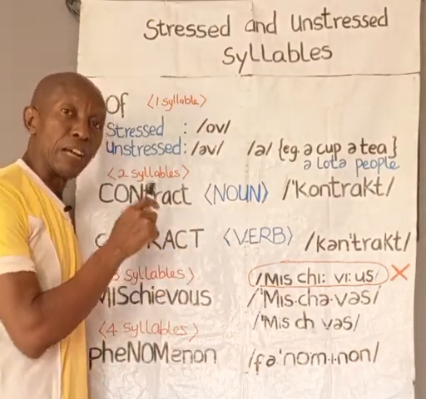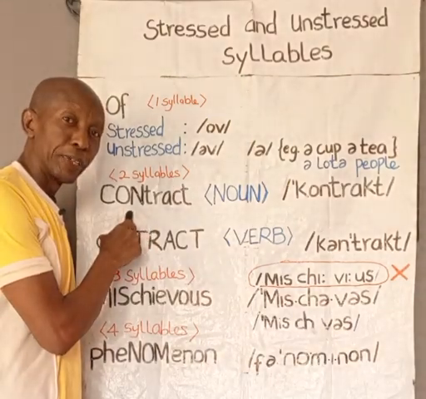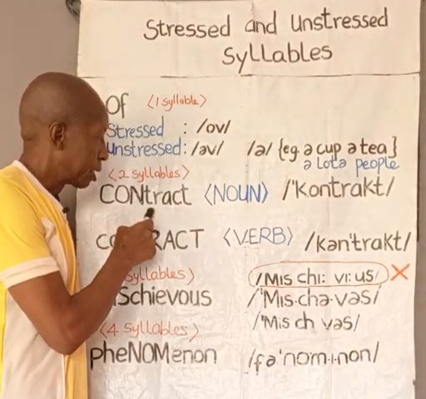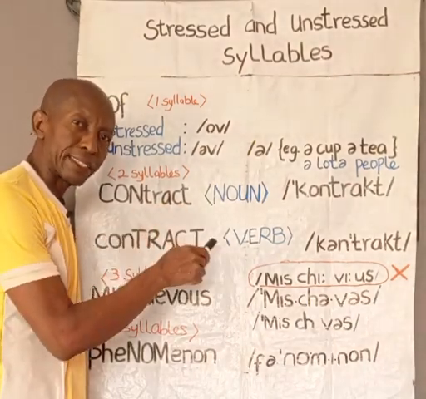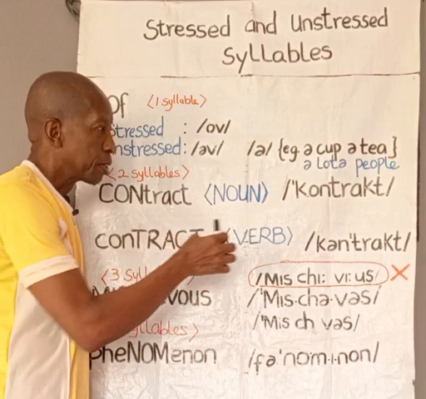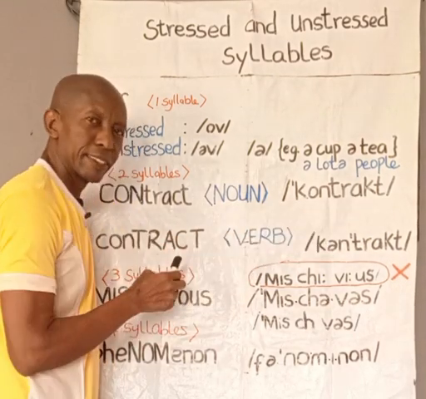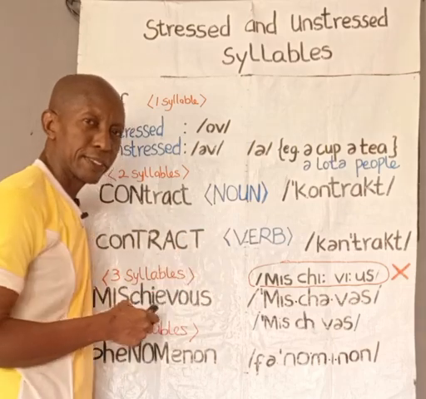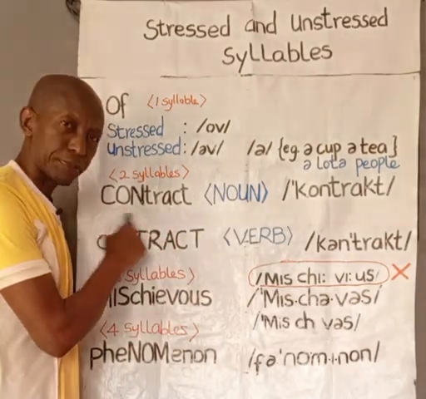As a noun, the first syllable is louder. Con. Do you hear that? Con. The second syllable is less loud. Tract. Tract. So let's follow this guide here to pronounce it. Contract. Remember, the stress is on the first syllable.